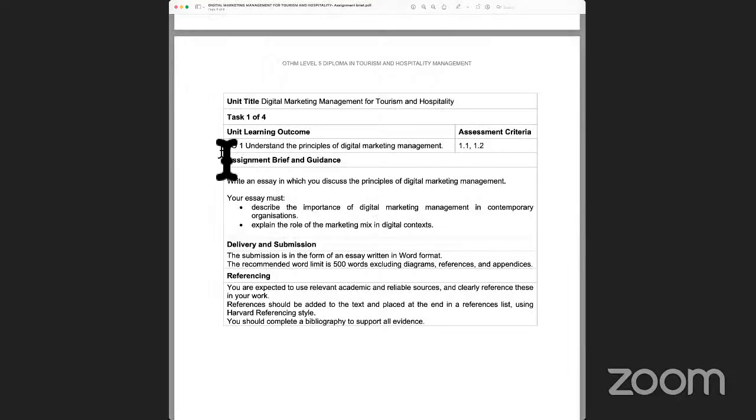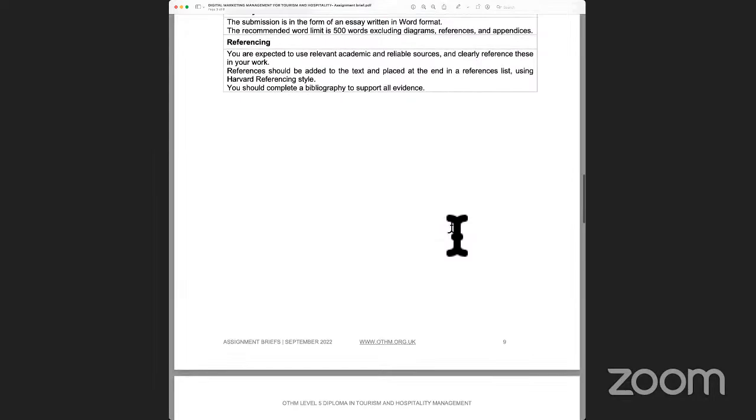So what you see is task 1 of the assignment brief is covering learning outcome 1. It says understand the principles of digital marketing management. And there are 2 assessment criteria in this. These are 2 bullet points which we will cover in the Word document, which has been asked to produce evidence for in 500 words.